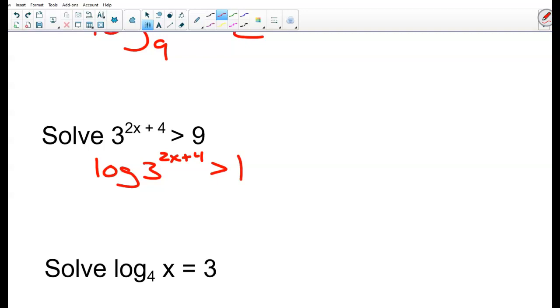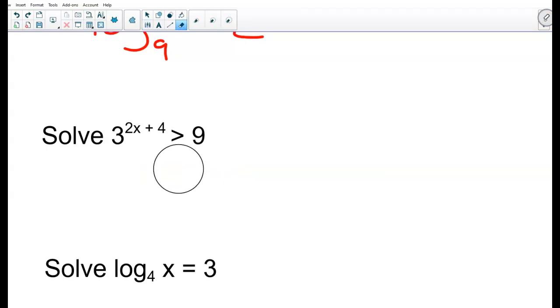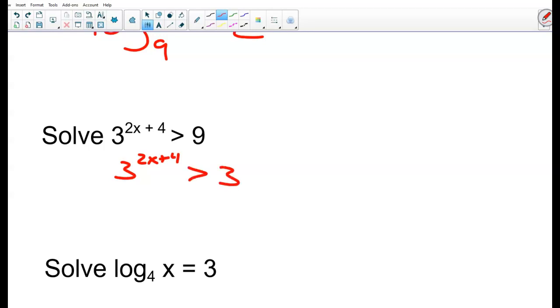Whenever we have a variable in a, oh, actually, no, I'm sorry. Make this even easier on ourselves, my fault. 3 and 9, I can turn this into 3 to the 2x plus 4 is greater than 3 squared. When we have similar bases, we can do that.